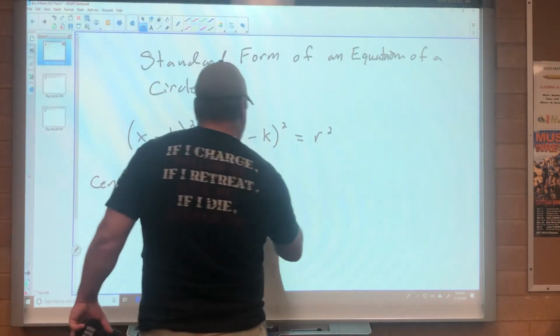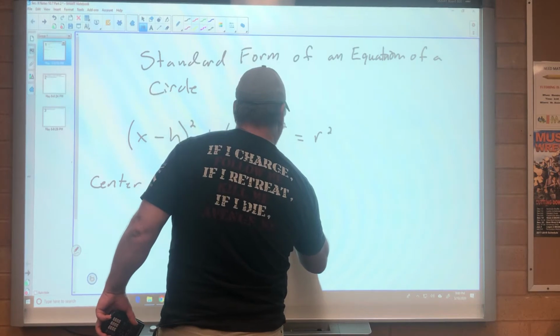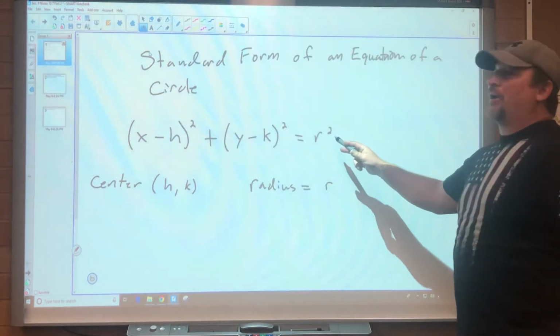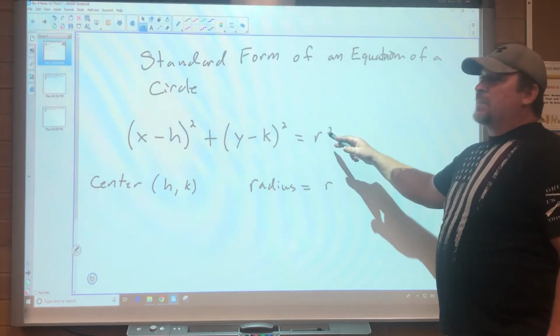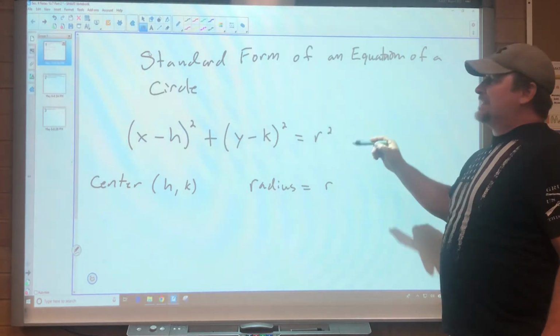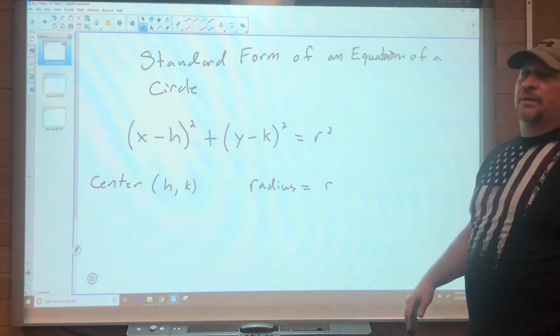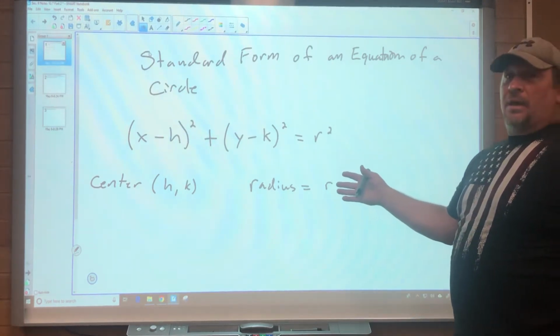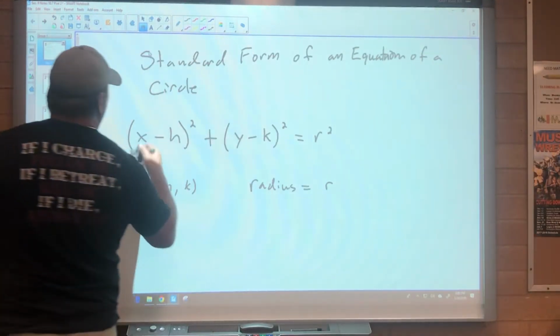And then the radius equals r. Now up here, r squared is what is there already. So to get this, we have to actually set that equal to 0 and square root it. If you remember, that's what we did in the last lesson. So remember that, okay? So I'm going to review that with you real quick.